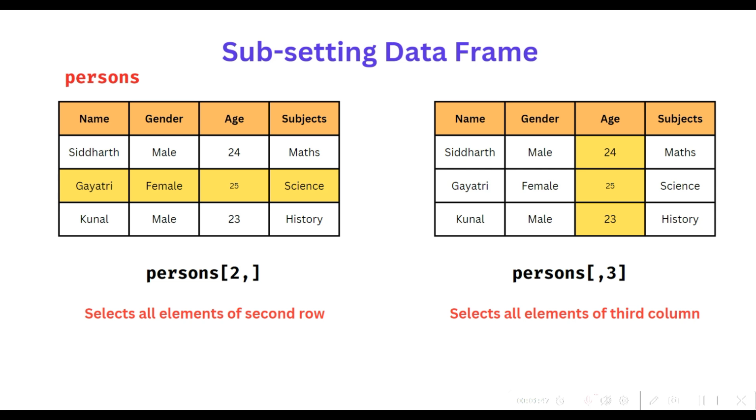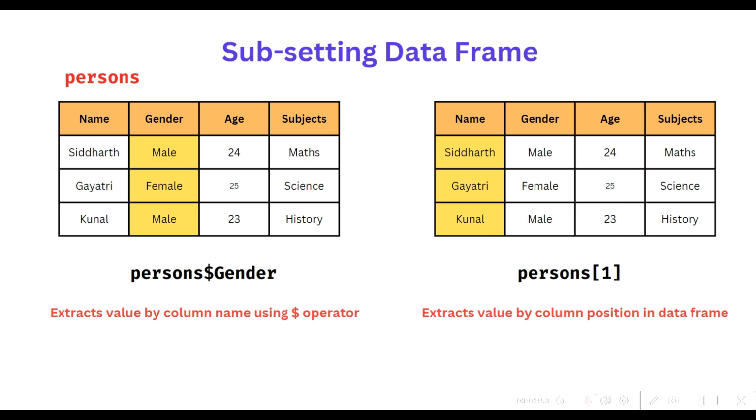We can also use $ operator to extract values of columns by its name, or we can use column index position to extract the column values. There are various options you can have to extract the data frame elements. Let's see those options one by one using an example data frame. So let's open the RStudio and get rolling with the data frames.